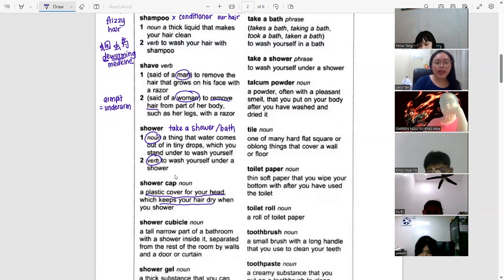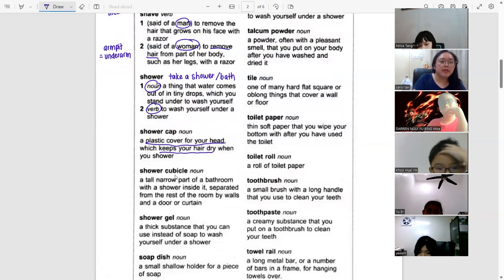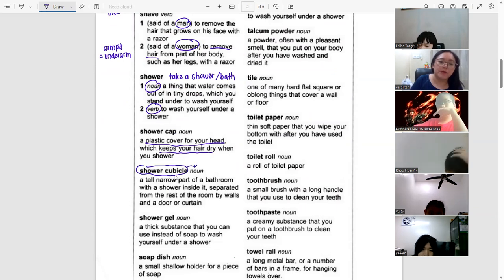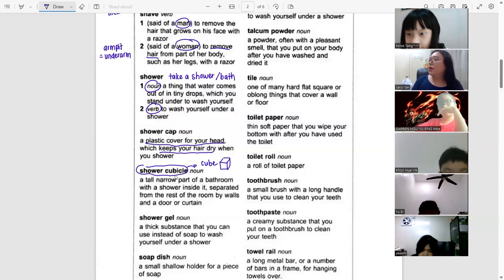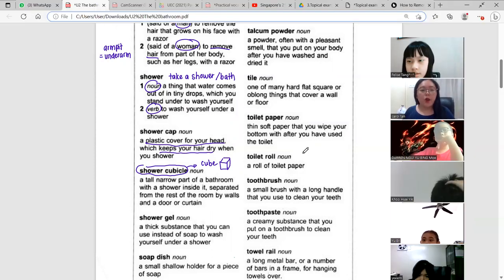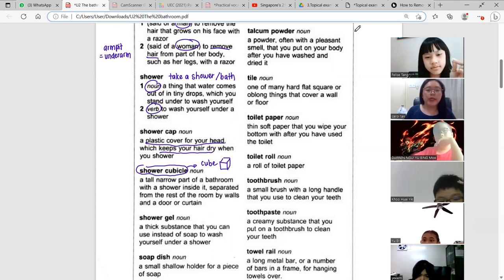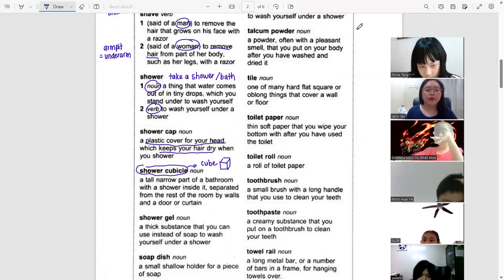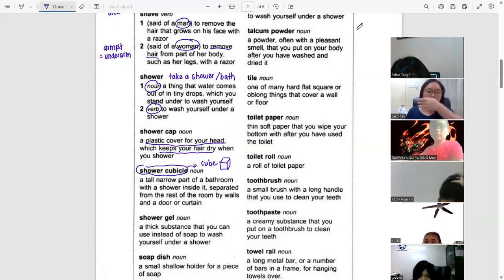Yeah, Zixin, can you read the next one? Shower cubicle. Cubicle, again, cube. Cubicle comes from the word cube. Cube is like 正方体. So when you go to the shopping mall, you will go to the shower cubicle. Understand? Clear? A tall, narrow part of a bathroom with a shower inside it, separated from the rest of the room by walls and a door or curtain.